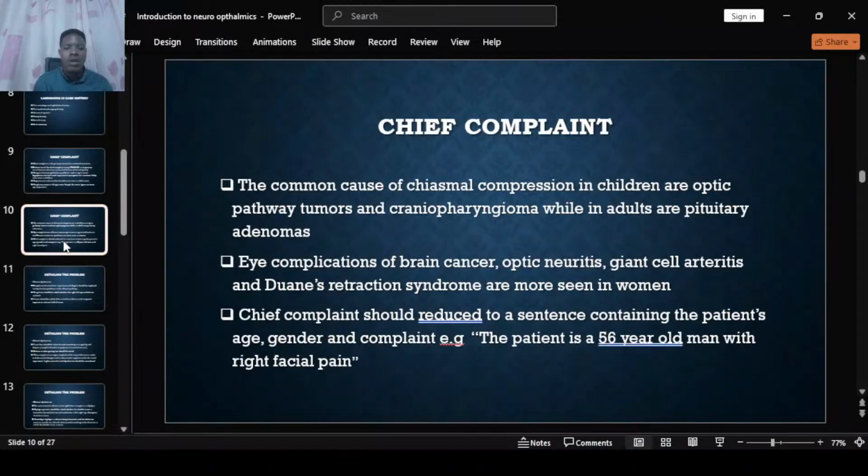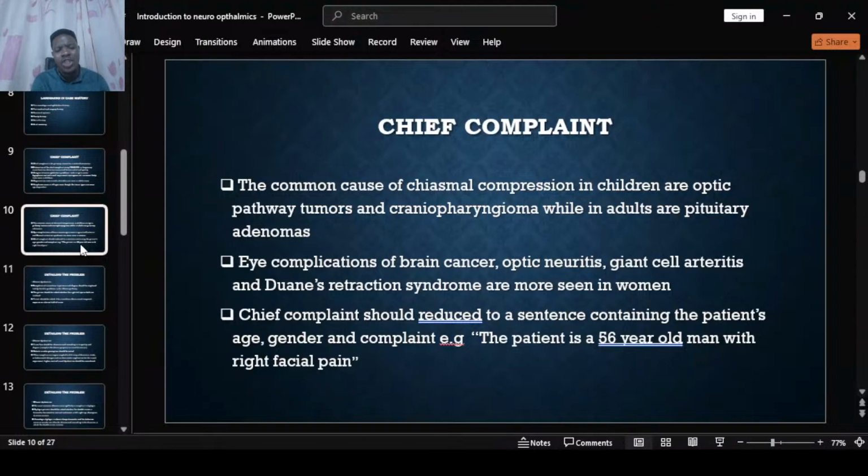So the common causes of chiasmal compression in children are optic pathway tumors and craniopharyngioma, while in adults it is pituitary adenomas. Eye complications of brain cancer, optic neuritis, giant cell arteritis, and Adie's tonic pupil syndrome are more seen in women. So this is why the gender of the patient is important. You tend to see these cases more in a certain gender.